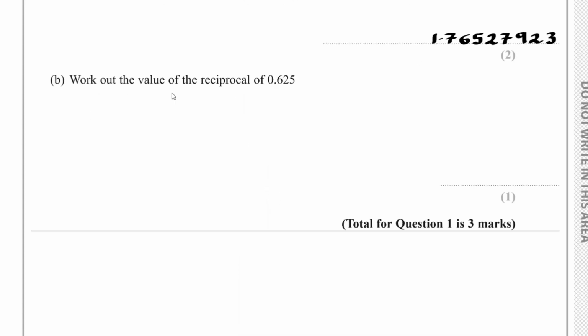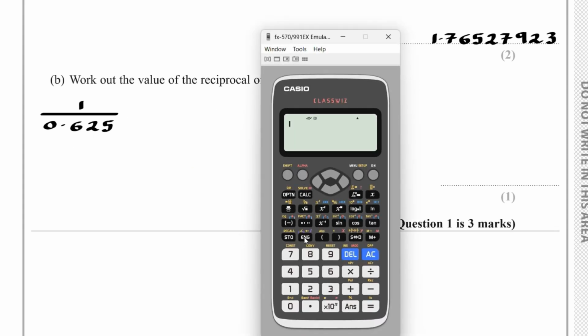Part B, we have to work out the value of the reciprocal of 0.625. Well, this is given by 1 over 0.625, and if we work this out, 1 over 0.625 is 8 over 5, which is 1.6. So the reciprocal of 0.625 is 1.6.